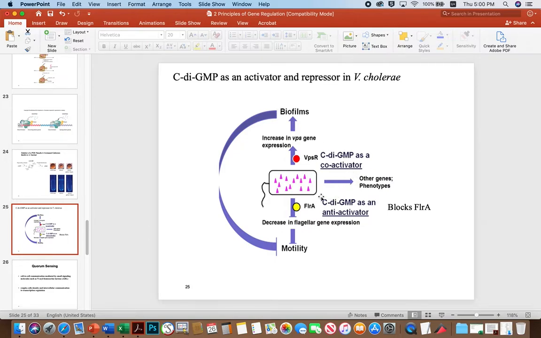At the same time, if there's a lot of cyclic di-GMP, it will also bind to FlrA, this protein. And FlrA, cyclic di-GMP, that complex will actually block flagella synthesis. And so you get a block of motility and an activation of biofilm, which should make sense, right? The microbes won't need flagella if they're pasted to a surface.